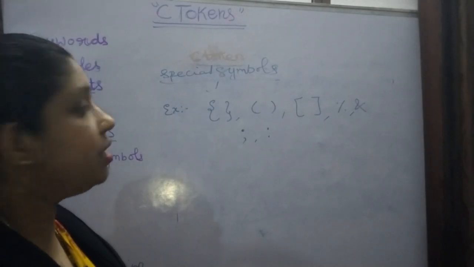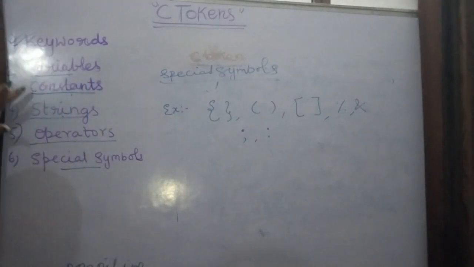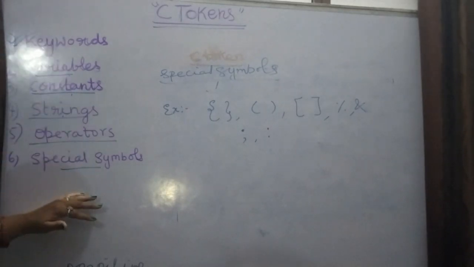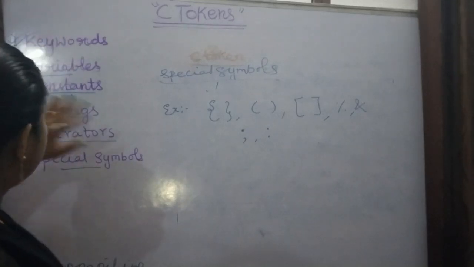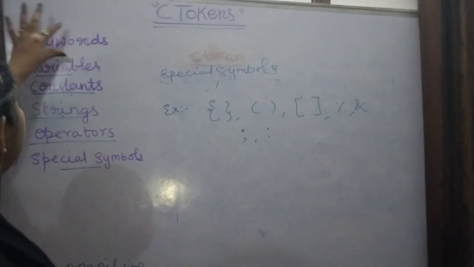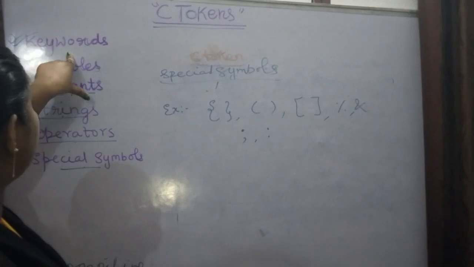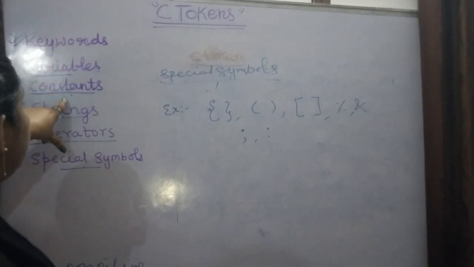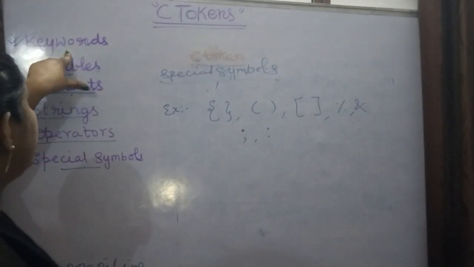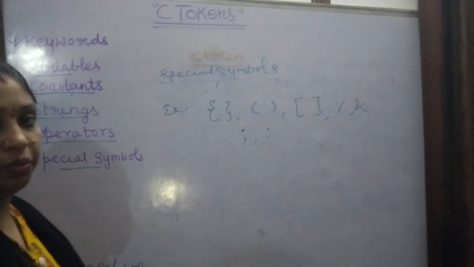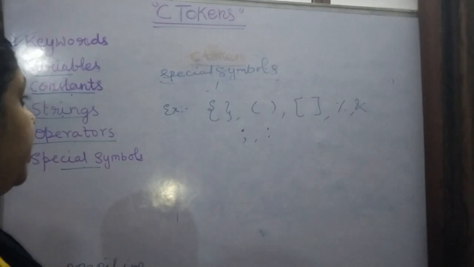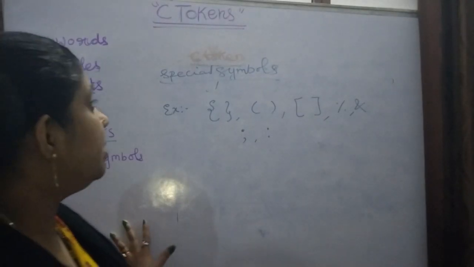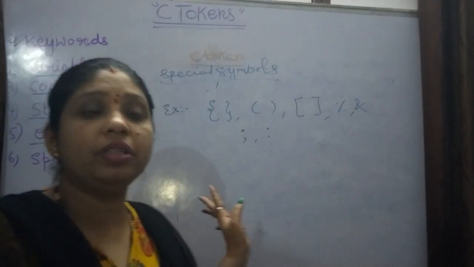I think you have understood this. Keywords, variables, constants, strings, operators, special symbols: all these are the C tokens. I have explained everything. I will still do one video on each token. So I'll wind up the class here. These are all the C tokens.